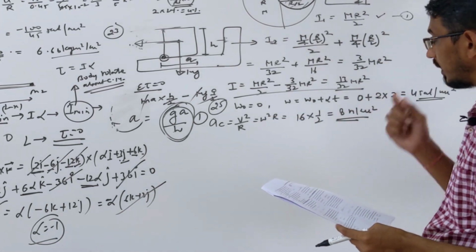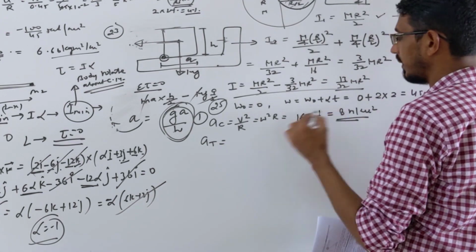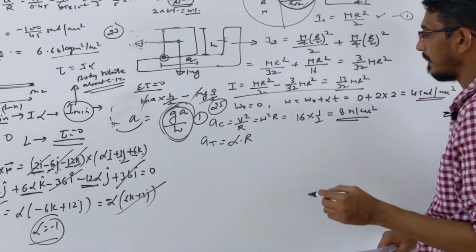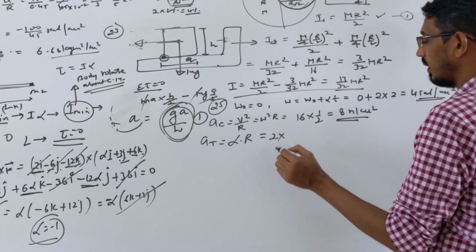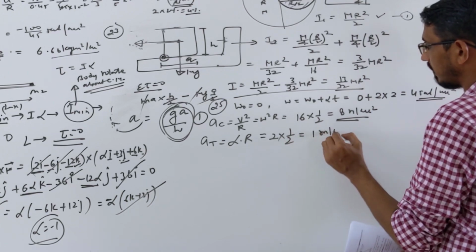Then if you want to calculate your linear acceleration, means tangential AT, you can write, we know alpha here, so you can write alpha into r. Alpha already you know is 2, and r, 50 centimeter, is 1 by 2. That becomes 1 meter per second square.